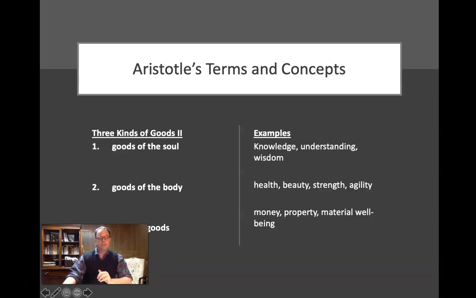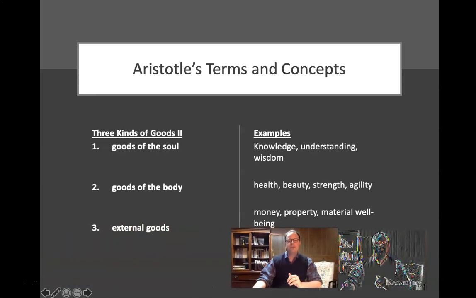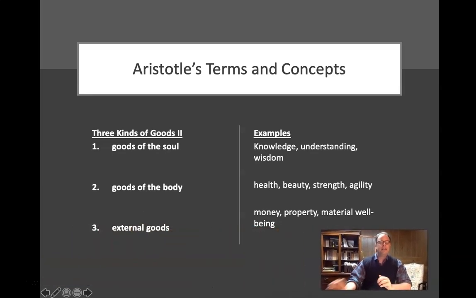Let's move this out of the way. And then 3 more sets of goods that are related to those first 3. There are goods of the soul, there are goods of the body, and there are external goods. Human nature is defined by having a body and a soul. We'll talk more about the soul in our discussion of human nature more specifically.